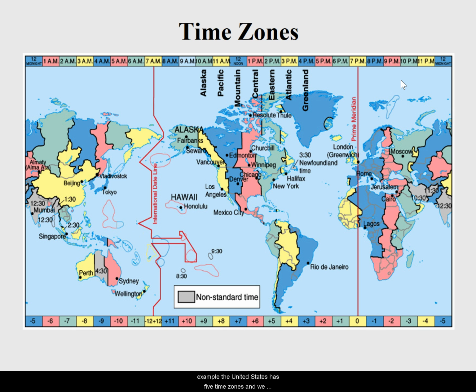So for example, the United States has 5 time zones, and we can see that the United States is divided into 5 colors. So we have our Alaskan, Pacific, Mountain, Central, Eastern, and Atlantic time zones. Now you can see that Canada is divided into 6, and we have areas of island nations that are divided into their own time zones as a whole.